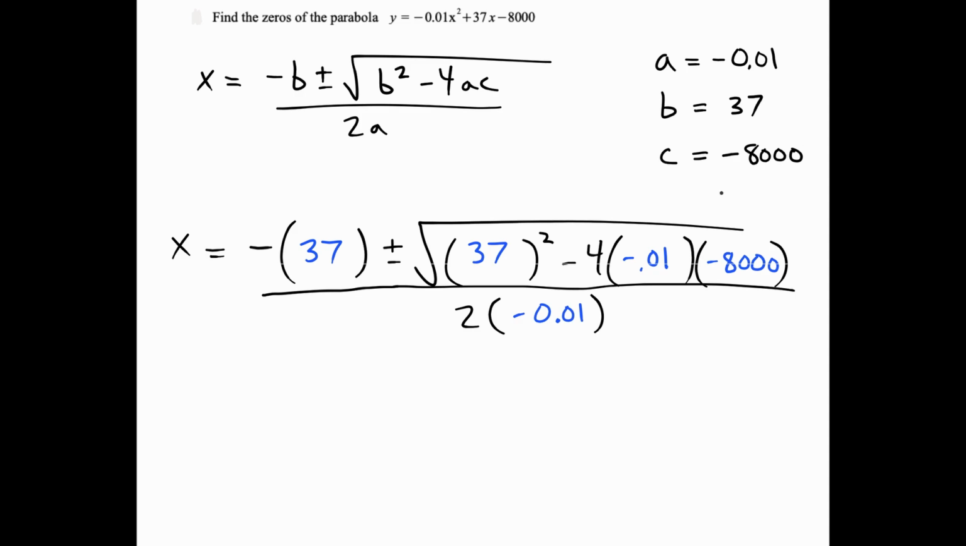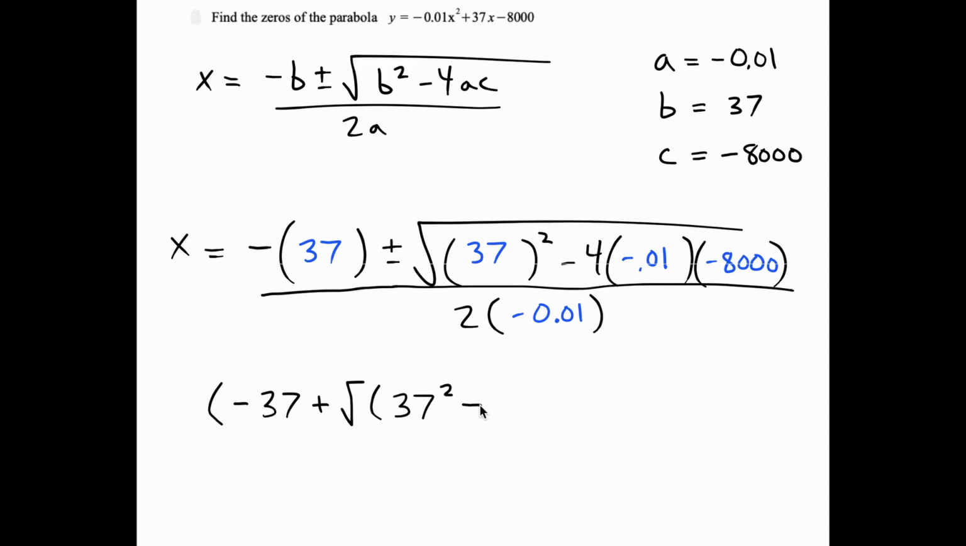Alright, now we want to plug this into a calculator, and if you're using the TI-30, you're going to want to start with a parenthesis. Then you'll use the negative button, which is not the same as the subtraction button. It's in the lower right, the negative button. You'll type negative 37, then we can do plus, hit second square root to bring up this. It's going to automatically put a parenthesis there, and now you can put some things under the radical. You'll type 37, hit the square button, then do minus 4 times negative 0.01 times negative 8,000. Then you'll close your parentheses.